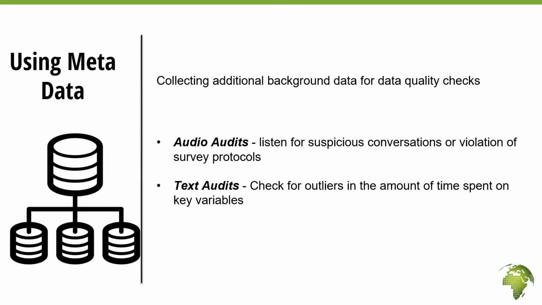We also use the text audit fields, and the text audit fields collect data on the amount of time spent on each field. We analyze this for outliers and flag submissions that fall out of a certain range. And then from this, we can do further investigation. And when you go to the field monitoring, you can target specific enumerators who seem to be having a lot of these violations.